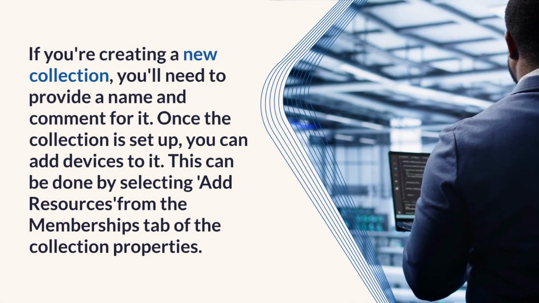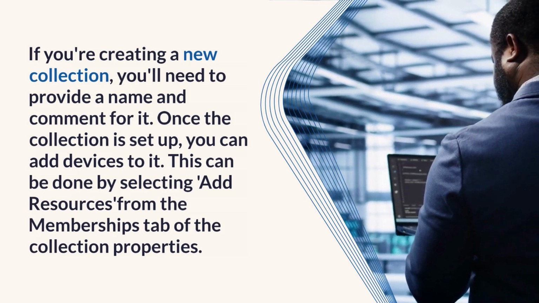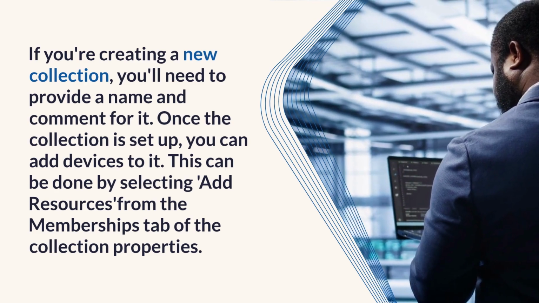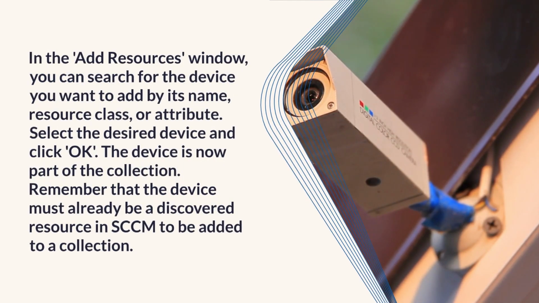If you're creating a new collection, you'll need to provide a name and comment for it. Once the collection is set up, you can add devices to it. This can be done by selecting Add Resources from the Memberships tab of the collection properties. In the Add Resources window, you can search for the device you want to add by its name, resource class, or attribute. Select the desired device and click OK. The device is now part of the collection. Remember that the device must already be a discovered resource in SCCM to be added to a collection.